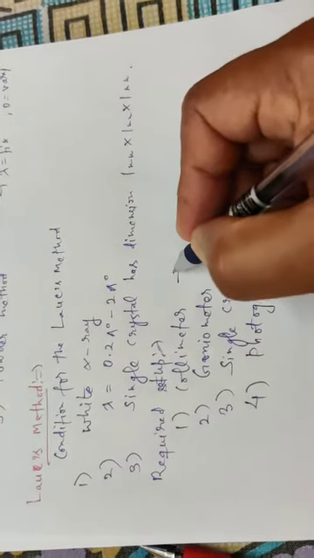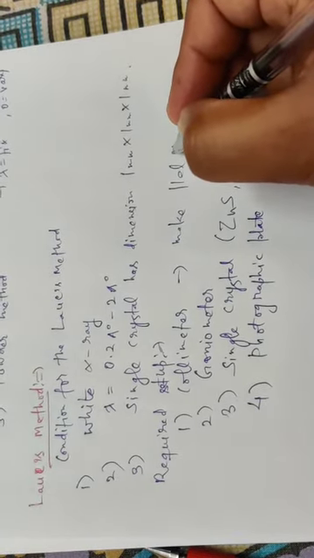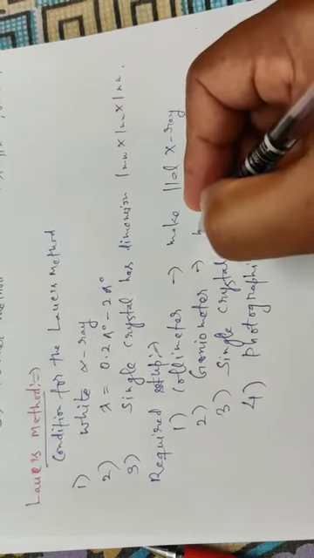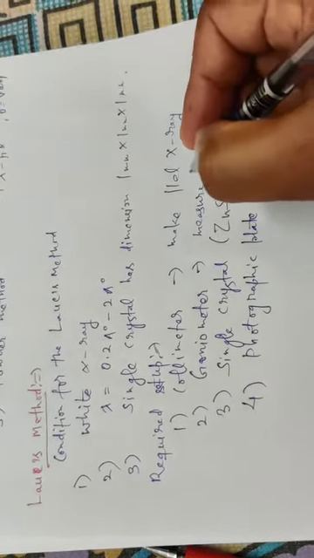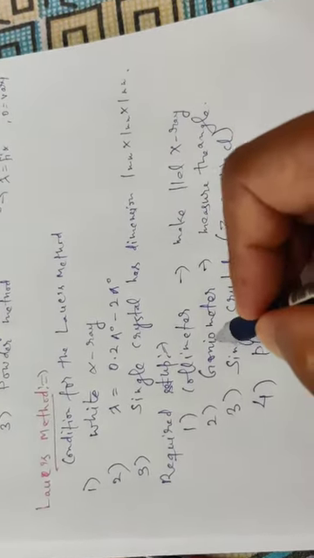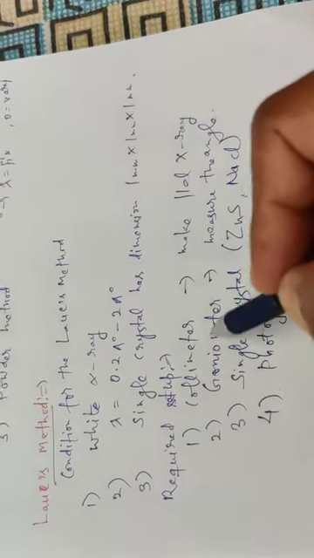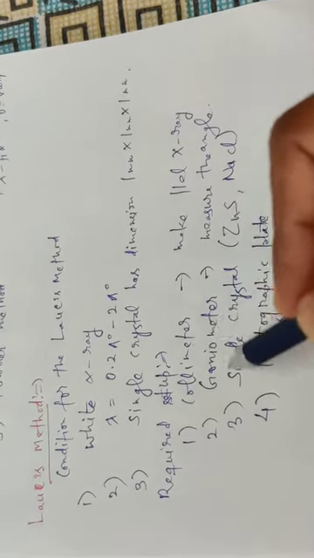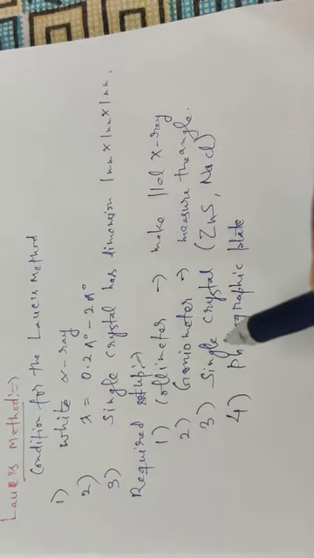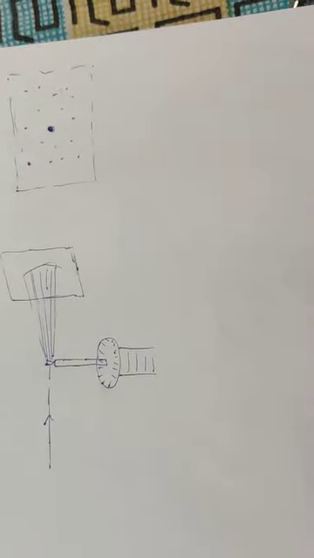The collimator is used to make a parallel X-ray beam. The goniometer is used to measure the angle. Goniometer is basically a device to measure or vary the angle. It is clear from its name, gonio means angle. So this will be the required setup for Laue's method. This is the Laue's method setup.